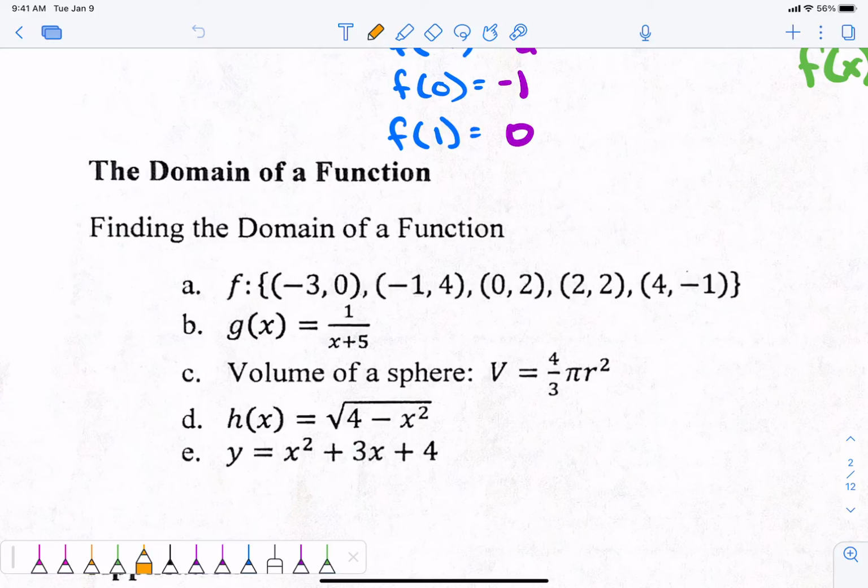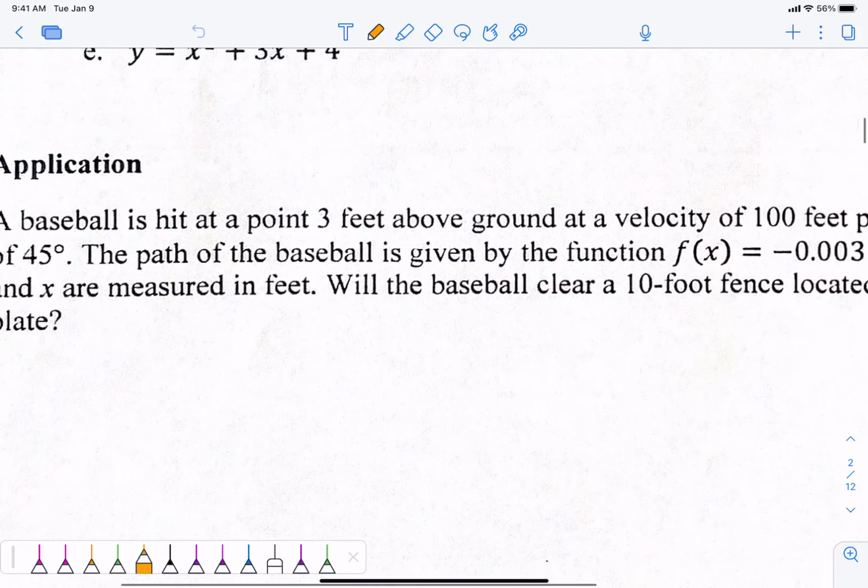We have a couple examples left to do on the bottom of 1-1 notes. So, domains of functions and then an application problem.